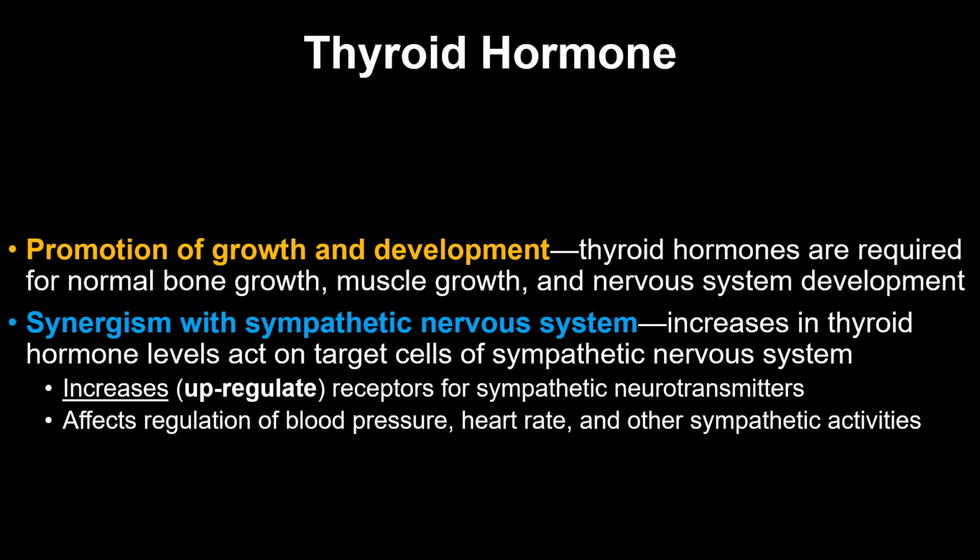Elevations in thyroid hormone also act on target cells of the sympathetic nervous system that can help upregulate receptors for sympathetic neurotransmitters. In this way, the thyroid hormones help regulate blood pressure, heart rate, and other sympathetic nervous system actions without directly causing these effects.